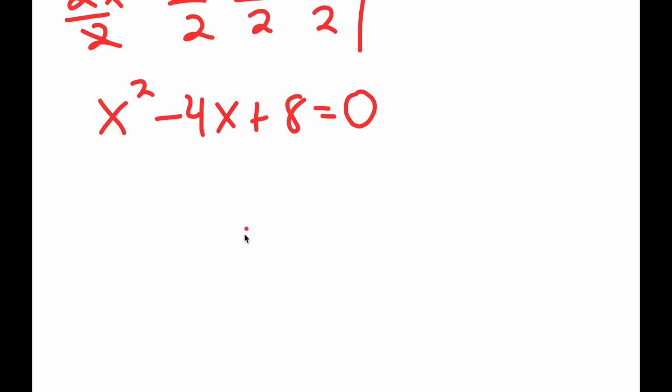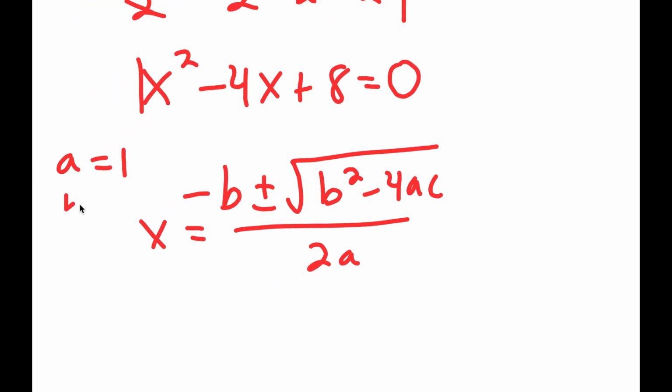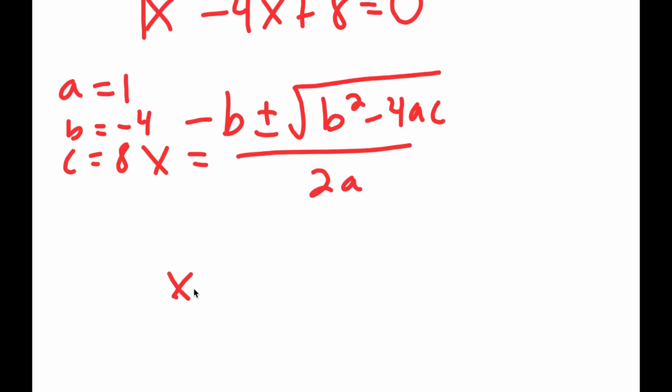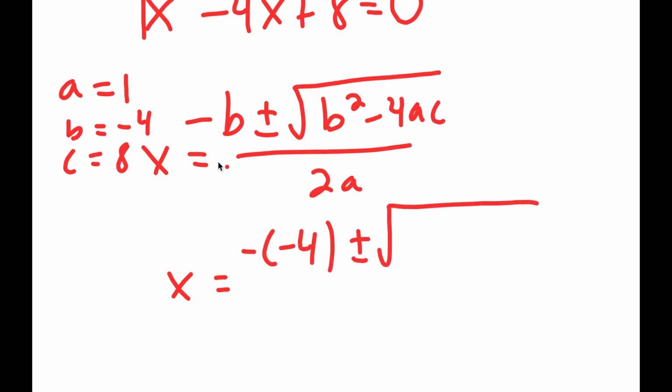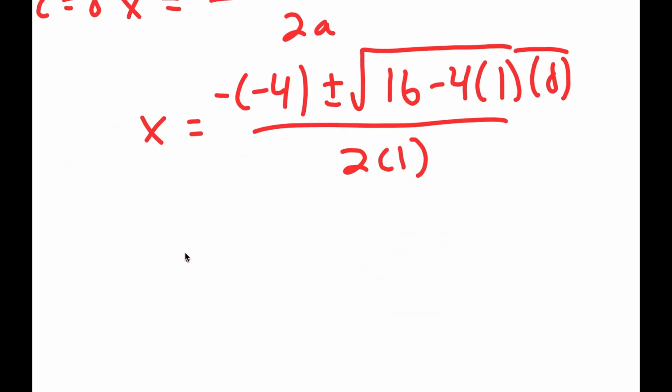And to solve this, I can use the quadratic formula, which is negative b plus or minus the square root of b squared minus 4ac all over 2a. So in this case, a is 1, b is negative 4, and c is 8. So I get x is equal to negative of negative 4 plus or minus the square root of (−4)^2, which is 16, minus 4 times a, which is 1, times c, which is 8. And I have this all over 2a, so 2 times 1.